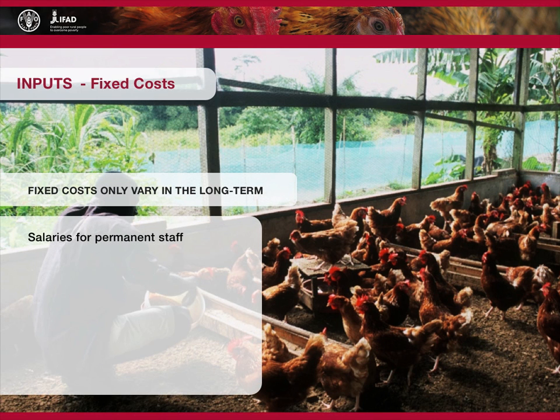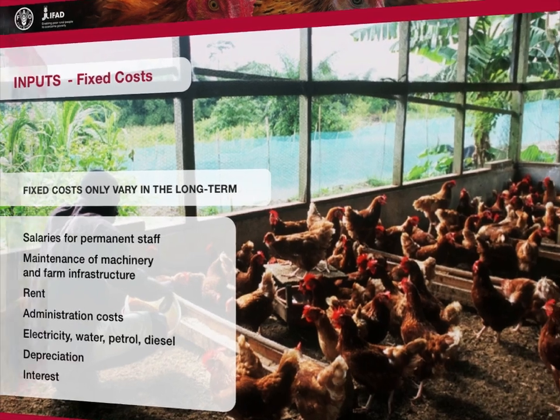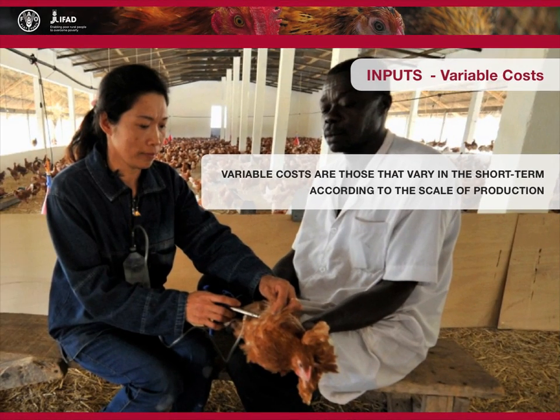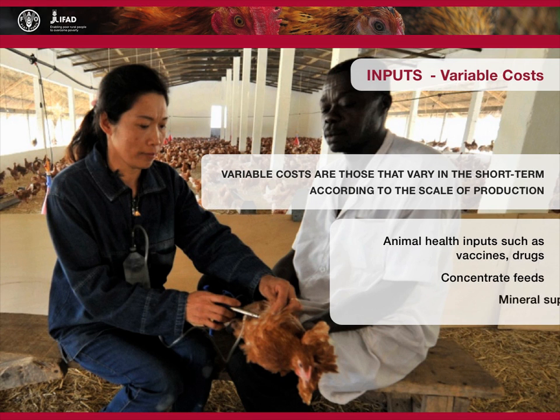salaries for permanent staff, maintenance of machinery and farm infrastructure, rent, administration costs, electricity, water, petrol, diesel, depreciation and interest. Variable costs are costs that vary in the short term according to the scale of production. If no production is taking place, then the variable costs will be zero. Variable costs may include animal health inputs, such as vaccines or drugs, concentrate feeds, and mineral supplements.